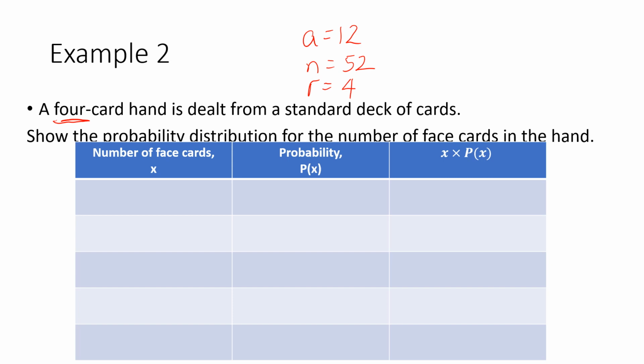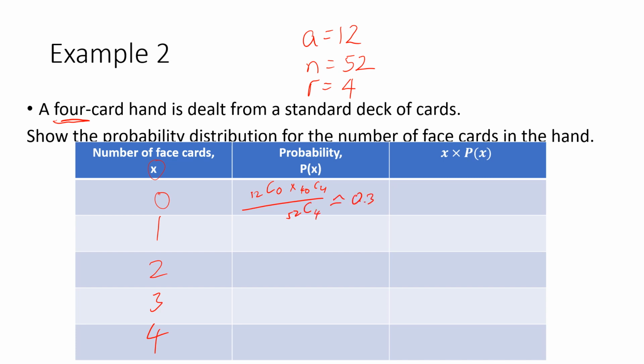So the number of face cards we can get when we're dealt a 4-card hand is obviously going to be 0 to 4, right? We can have 0 face cards, 1, 2, 3, or 4. Those are our values for x, for the random variable. We plug the numbers into the formula. 12 choose 0 times 40 choose 4 over 52 choose 4.